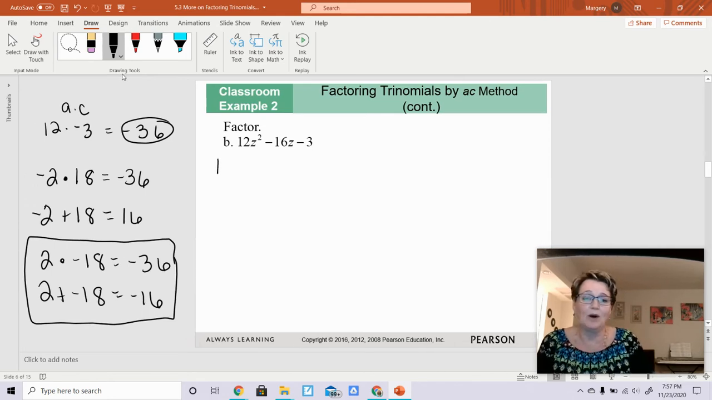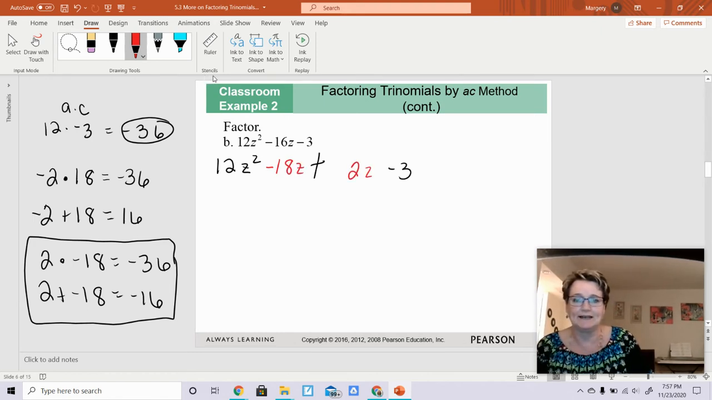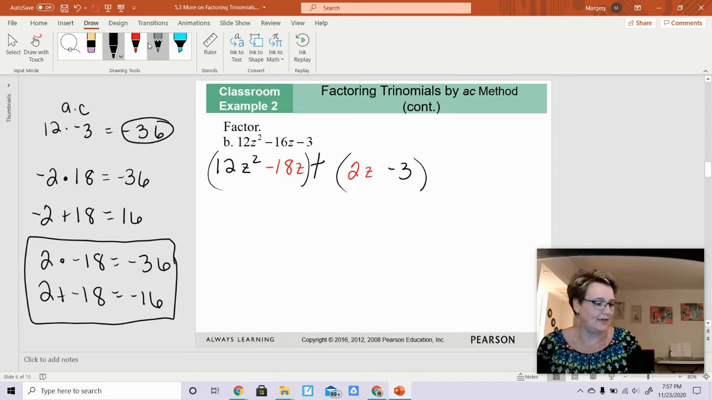Remember, you always write down your first factor. You write down your last factor, and you put a big plus sign in the middle. Now, you're going to write down the first term, which is -18z. The other term is going to be 2z. Okay? Now, you group these two together. You group these two together.